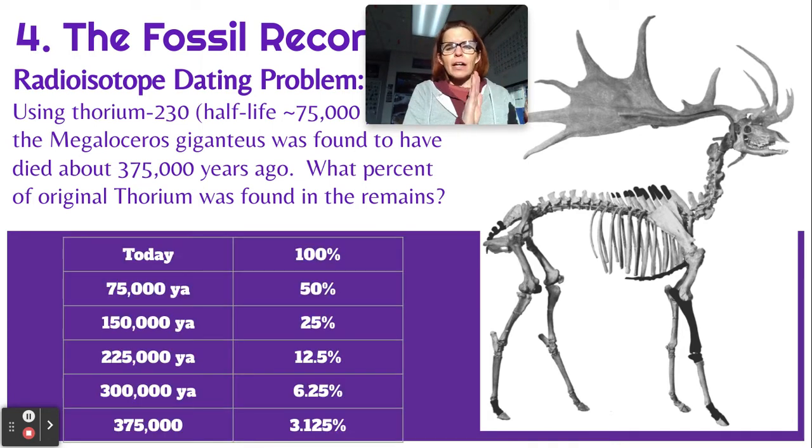So if we take a look, if we go backwards in time for the half-life, 75,000 years, it would have half of the thorium-230. If we go back another 75,000 years, this is the tricky part, it's half of the half. So half of 50% is 25%. If you go back another 75,000 years, it has half of that, 12.5%. Keep going back 75,000 years, and eventually, when you land at 375,000 years, you know that they found about 3.125% of the thorium that should have been in that fossil was actually in that fossil.